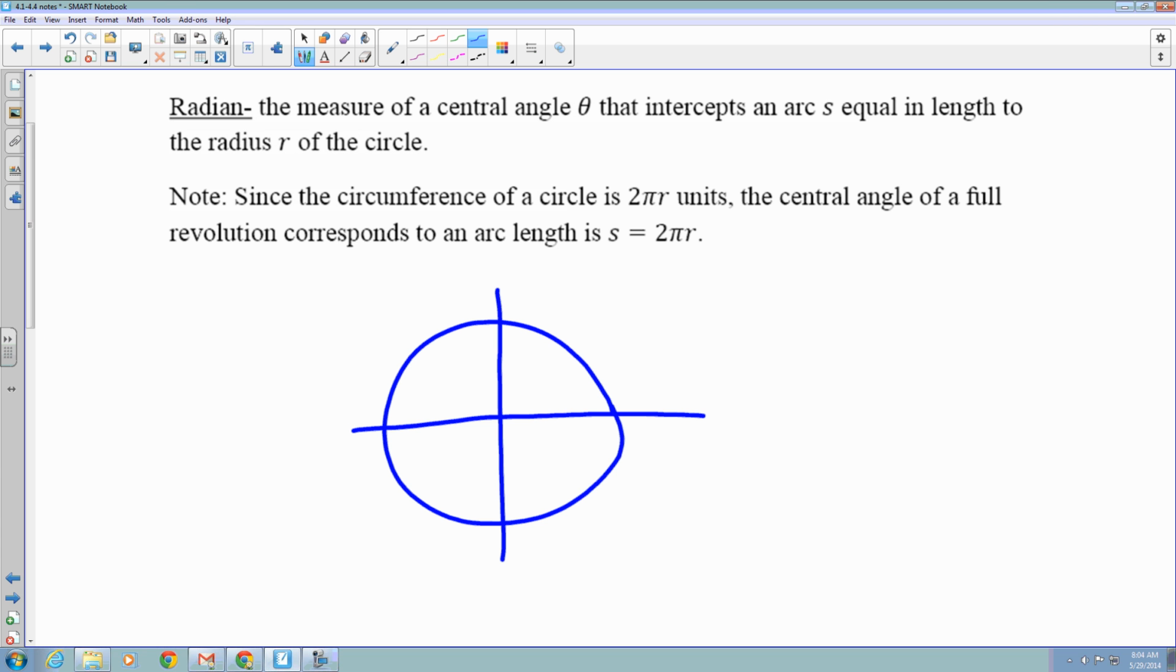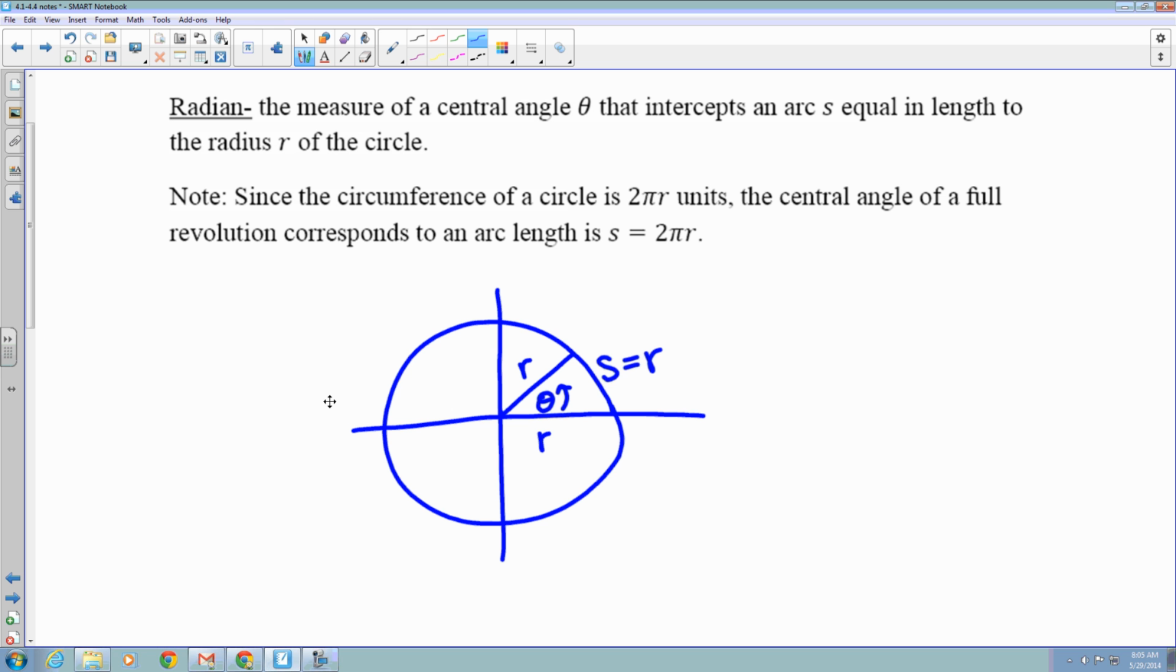My best freehand circle, not the best. So here's our angle theta, right there. This is our radius. Both of these are obviously the same. And they're saying that our arc length here, S, is the same as r. So theta is just how we're going to measure our angle here.